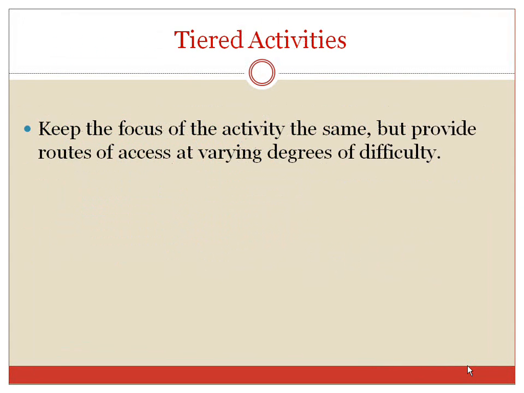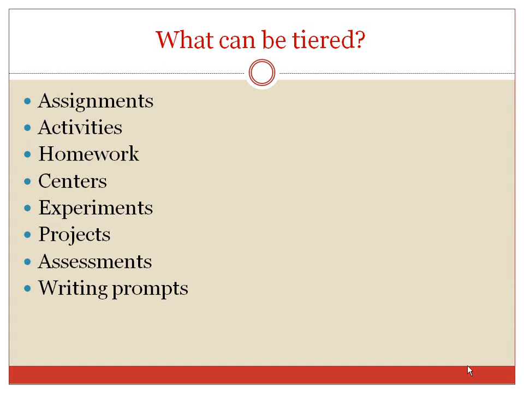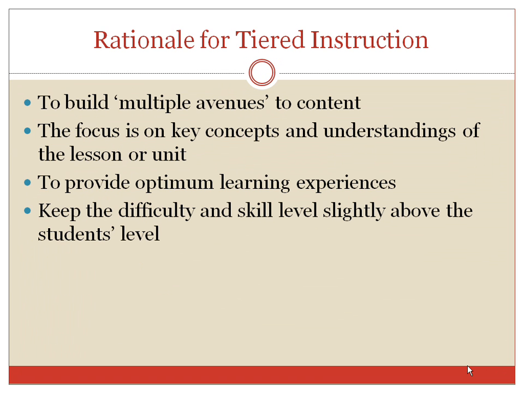In your classroom, you might try some tiered activities. That means that the focus or standard of the activity is the same for everyone, but you have provided routes of access at varying degrees of difficulty or with differing degrees of scaffolding. Here is a list of items that might be tiered in your classroom. You can tier assignments, activities, homework, centers, experiments, projects, assessments, and writing prompts.